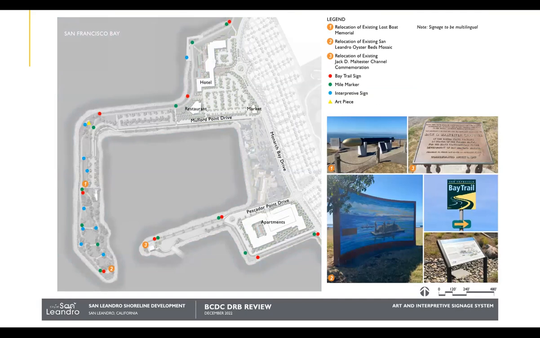The images you see on the bottom right, those were the three historic elements that are currently out on site. One is, I believe, a torpedo. Number two was an oyster bed mosaic. And three was a memorial sign. And those are being relocated out onto the project site, as well as Bay Trail signage, mile markers, interpretive signs, and then a potential art piece may be located up at that prior overlook at the corner of Mulford Point.